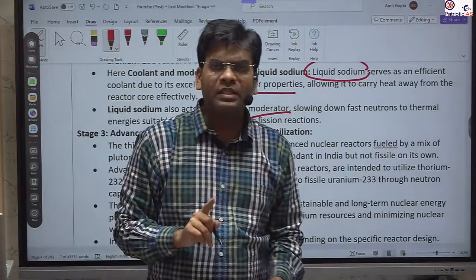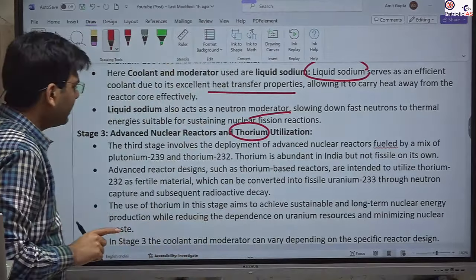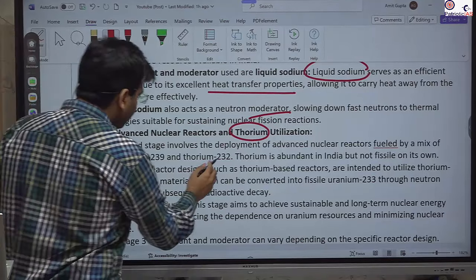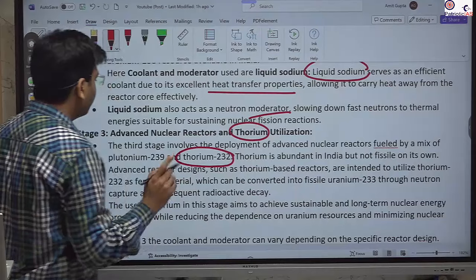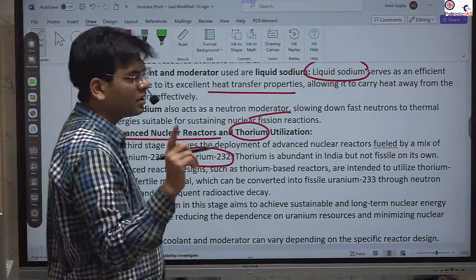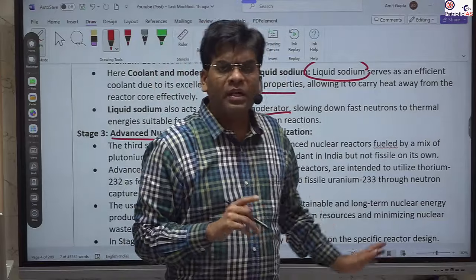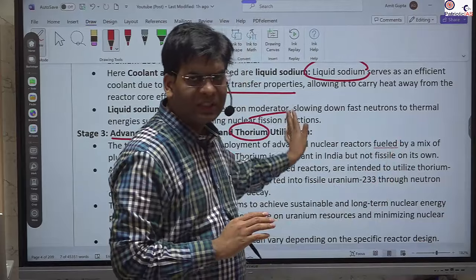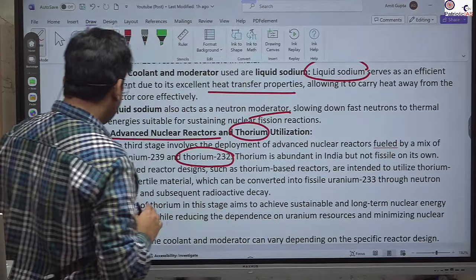In the monazite sand, thorium is available in abundant quantity. So this will make us self-sufficient, and here we are going to develop advanced nuclear reactors. We are still trying. We planned this in the 1950s, that we will achieve these three stages, but still we are in the second stage.